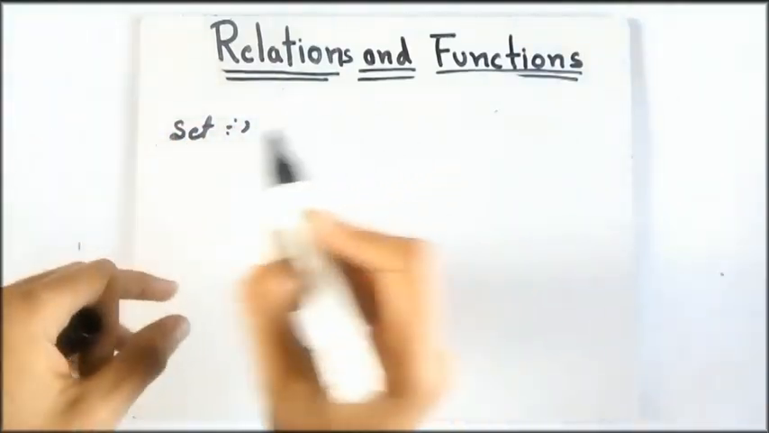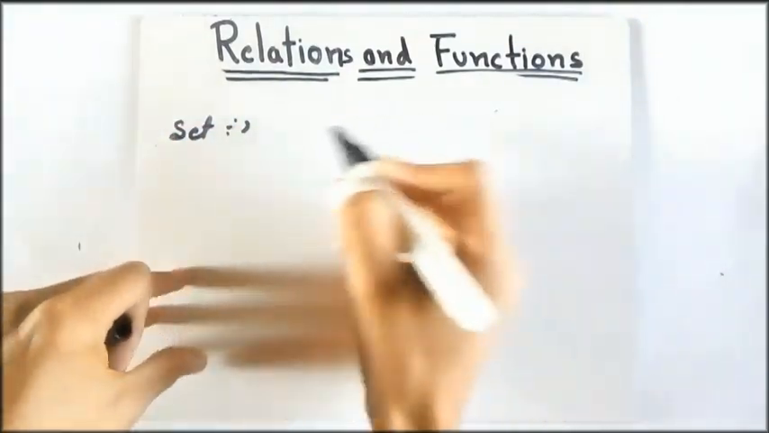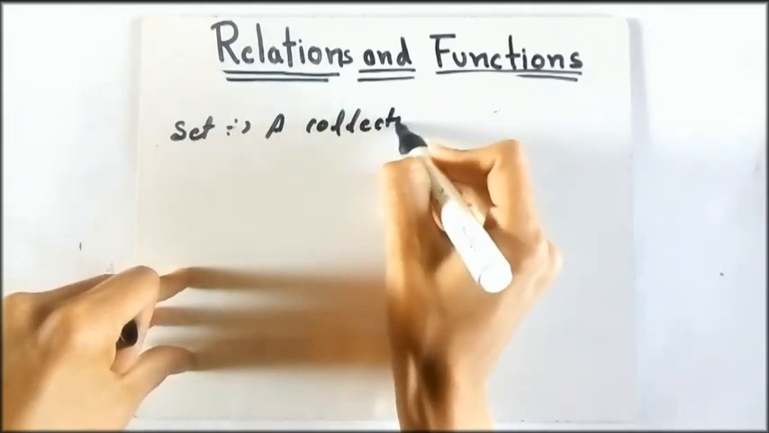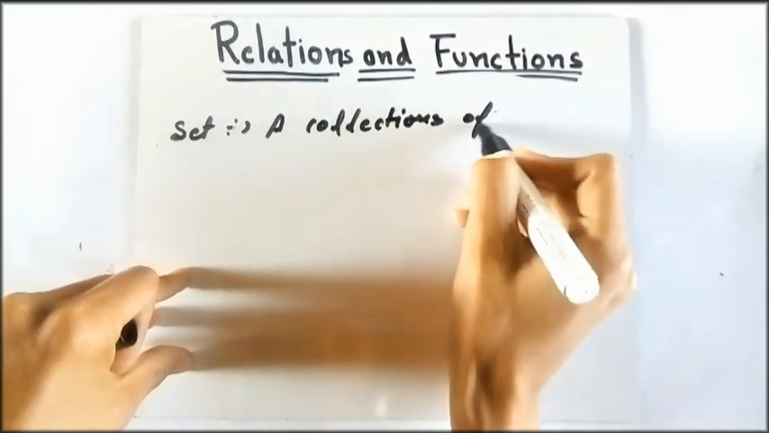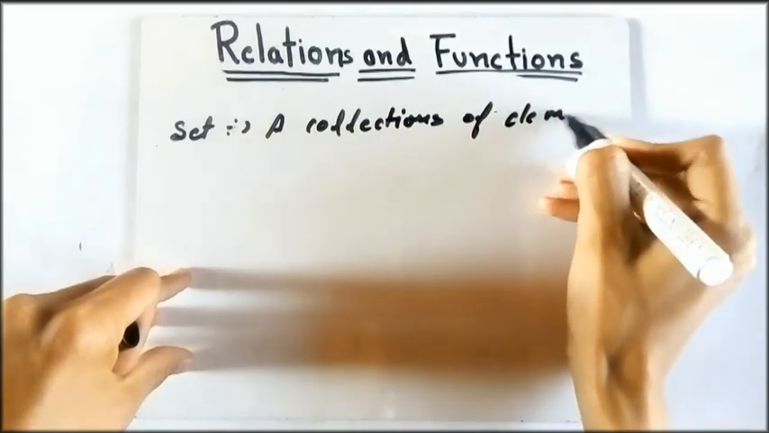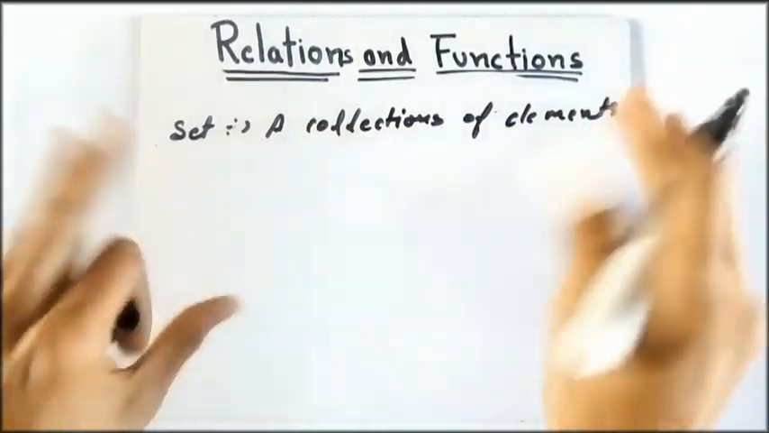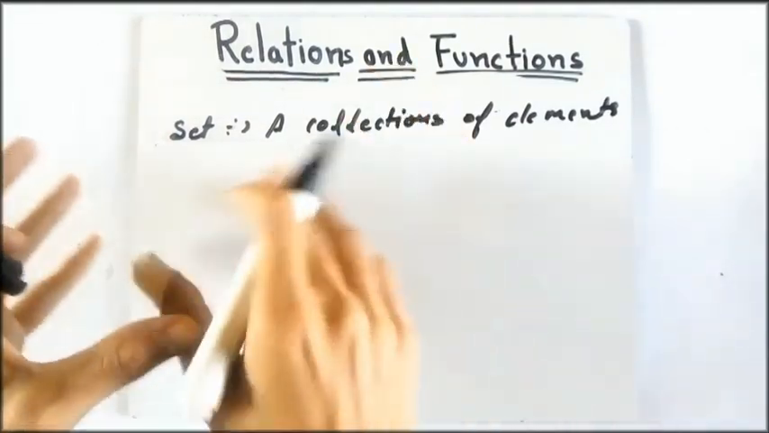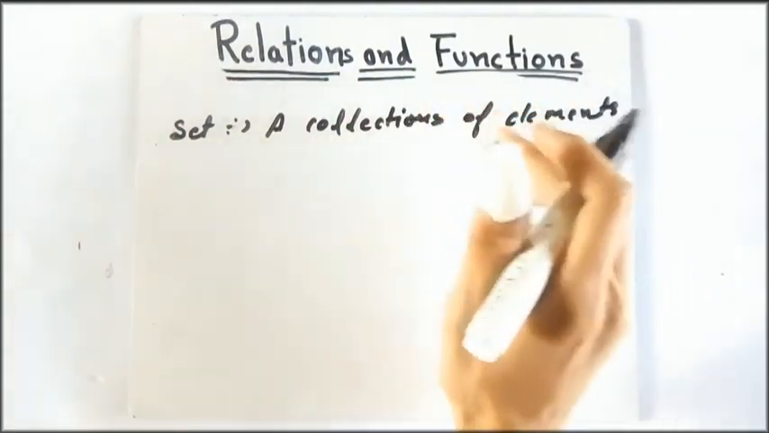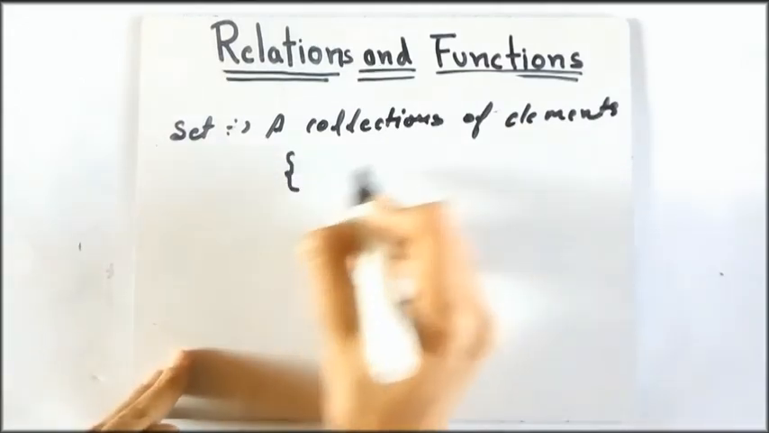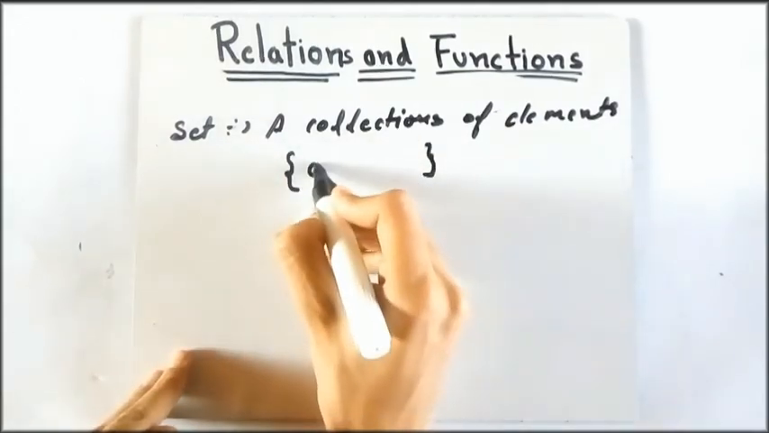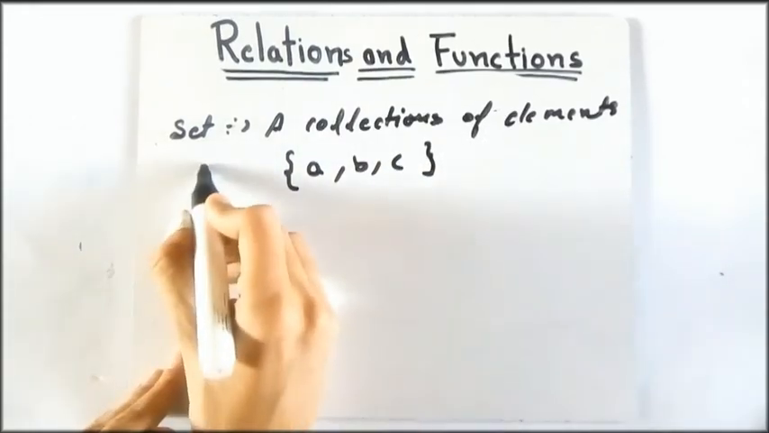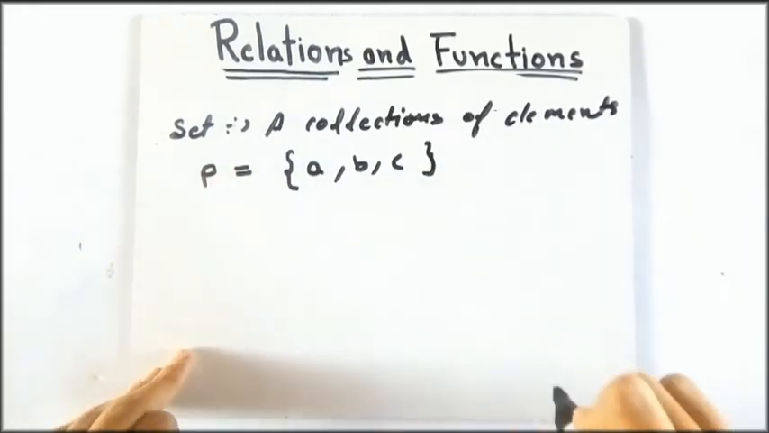So what is a set? A set in math is basically a collection of elements. Now this is going to show you the notation of a set. It is written in this way, and the elements are separated by commas. For example, this set can be named P.